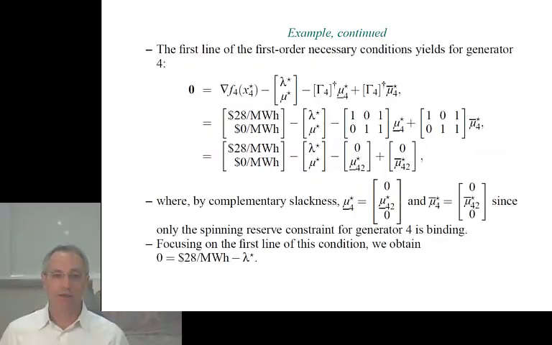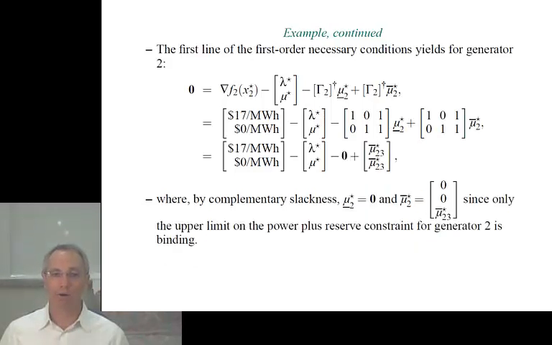It's different to the previous case. We find that now lambda star is $28 a megawatt hour. That's different to the case with 300 megawatts of demand. So for 500 megawatts of demand, the first line of the first order necessary conditions for generator 4 tells us that now the energy price is going to be, well, the Lagrange multiplier on energy is $28 per megawatt hour.